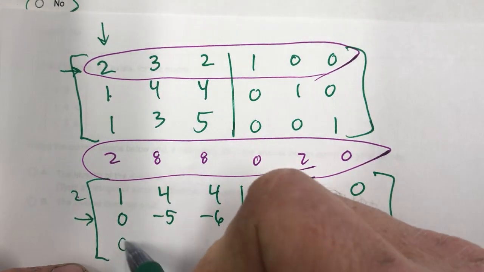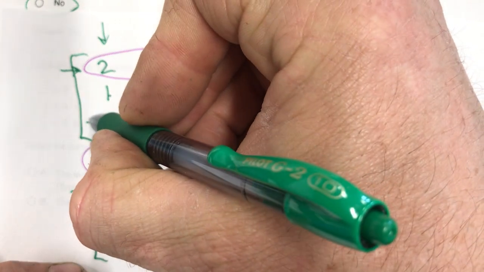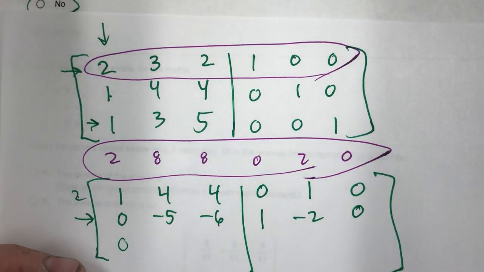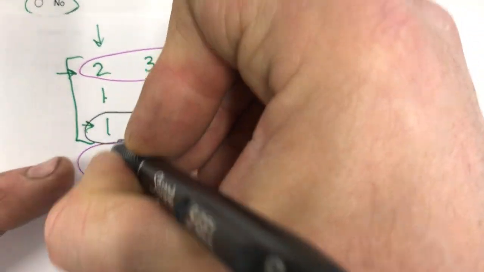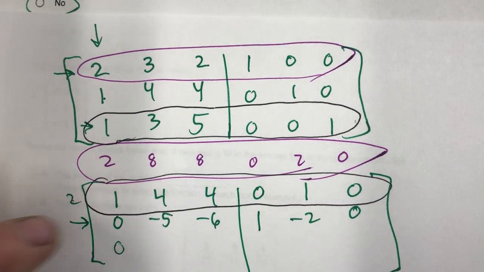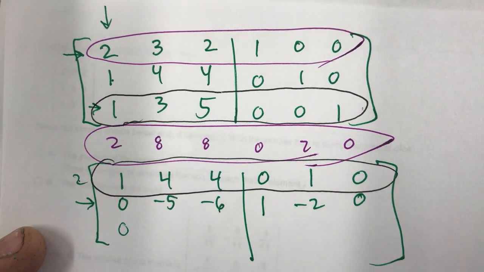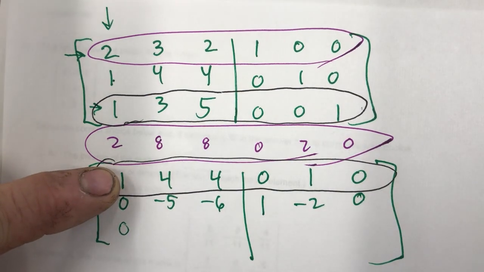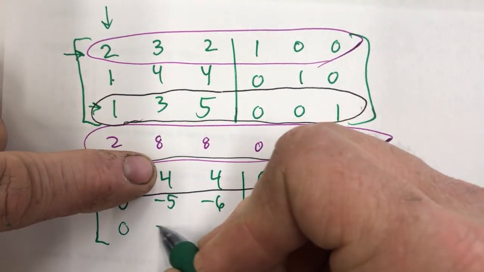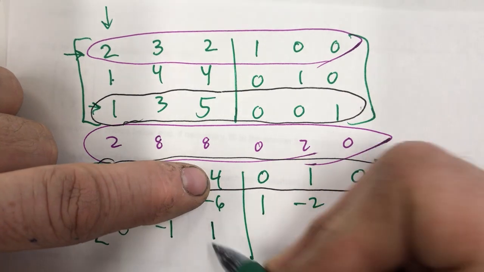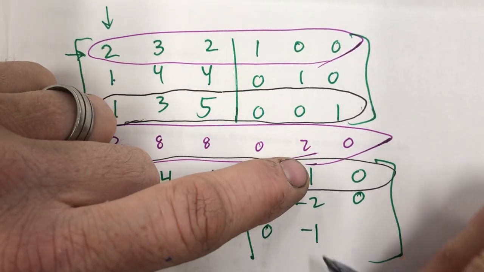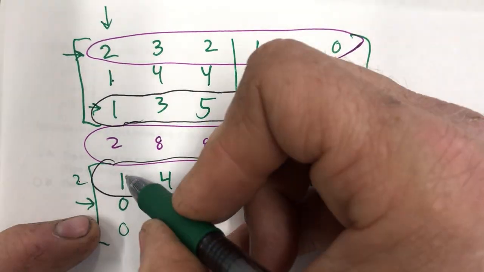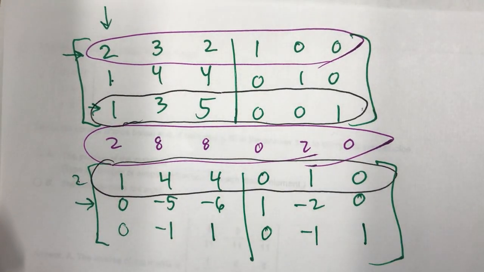Now I've got to have a 0 here too. Right now it's currently a 1. Wow, well that's cool. All I do here, this row and this row right here, I'm going to subtract them because 1 minus 1 would give me a 0. So that's what I'm going to do here. So 1 minus 1 is 0. 3 minus 4 is negative 1. 5 minus 4 is positive 1. 0 minus 0 is 0. 0 minus 1 is negative 1. 1 minus 0 is 1. And there you go. My first column is done. Okay.